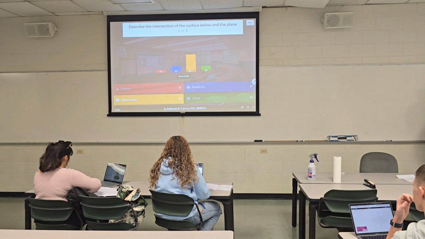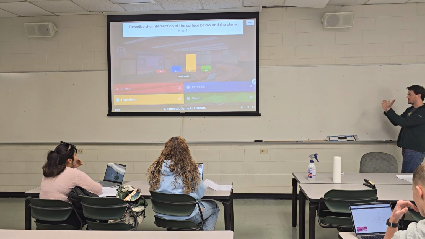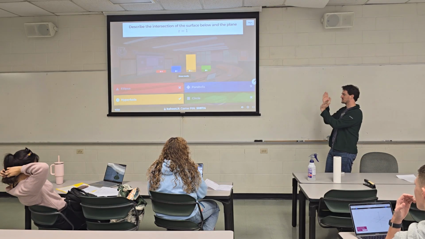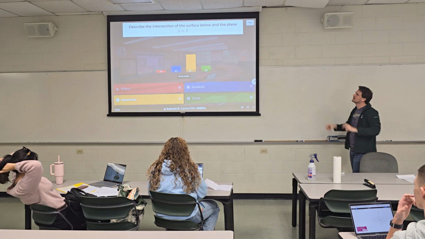So the cone, opening up on its side like this. If you were to slice it this way, you're going to hit both of these pieces, so you get two parabolas, so you get a hyperbola.